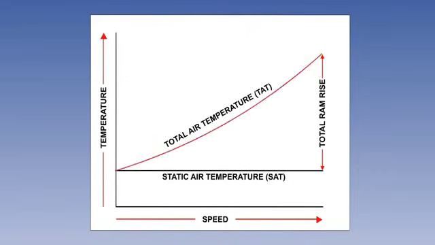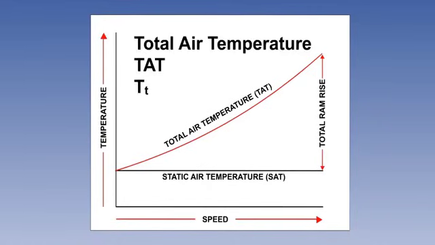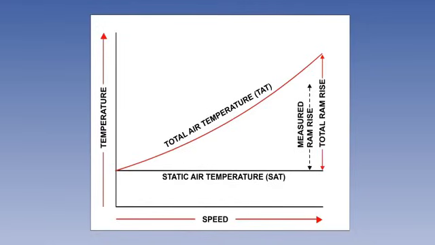Total air temperature is defined as the maximum temperature attainable by the air when brought to rest adiabatically. And in formulae, it is often written as T subscript T. Unfortunately, any measurement process always has leaks and inefficiencies, so we do not measure the full ram rise. The amount of ram rise actually sensed is called the measured ram rise. If we could measure the total ram rise, we would measure the total air temperature. However, in practice, what we measure is the ram air temperature, which is lower.